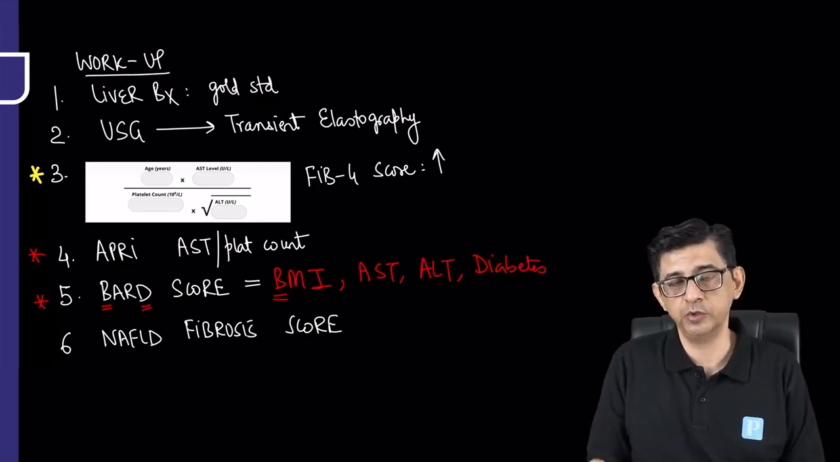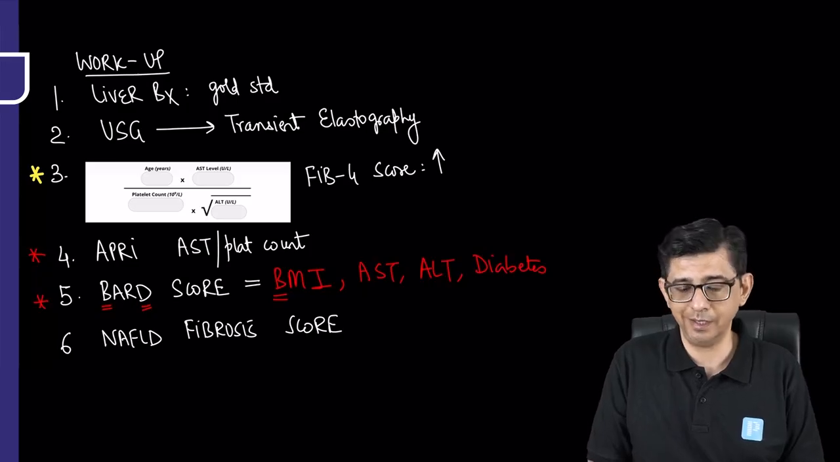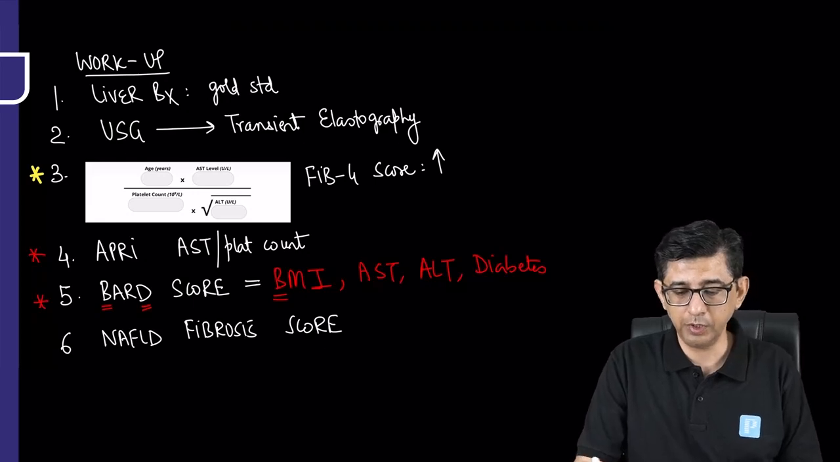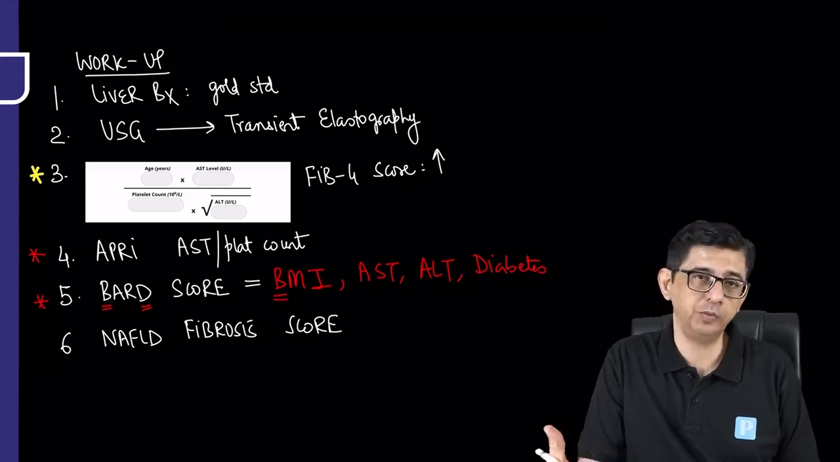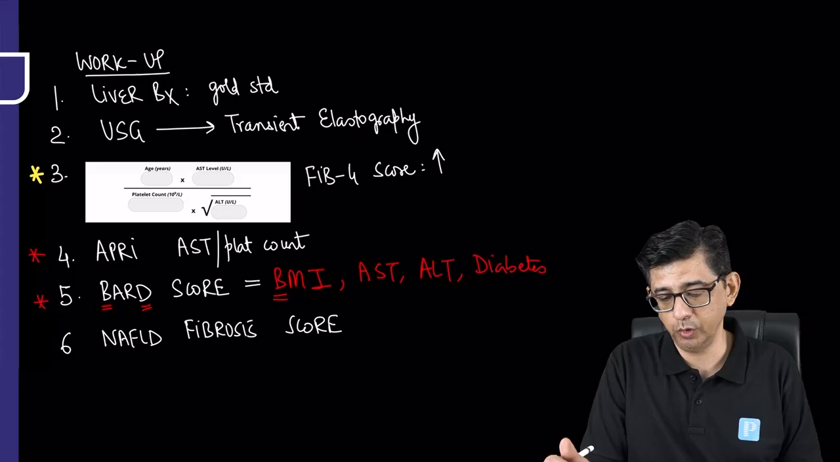I'll say again, for the FIB-4 score the variables are age, AST, ALT, that's standard, and then platelet count in the denominator. Higher is going to be the size of the spleen, more is the hypersplenism component, and the appetite of the spleen is increased, so platelet count would be relatively lower.